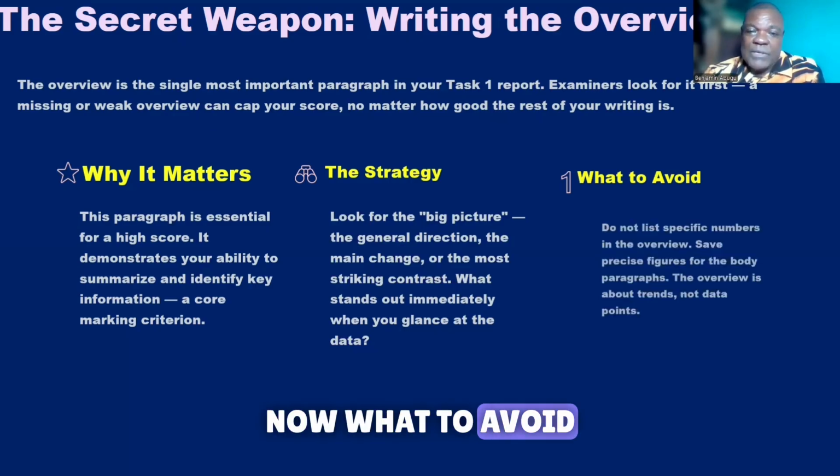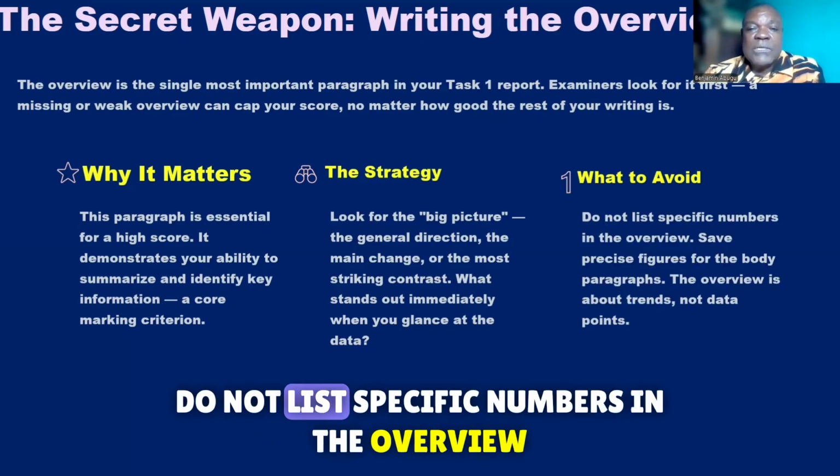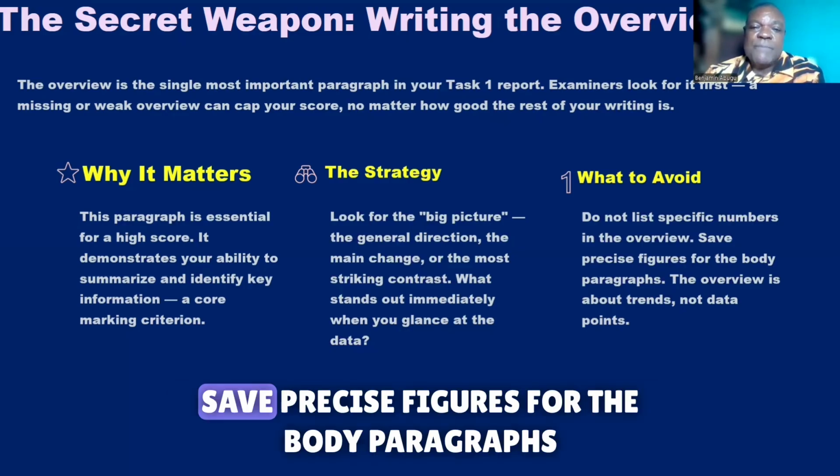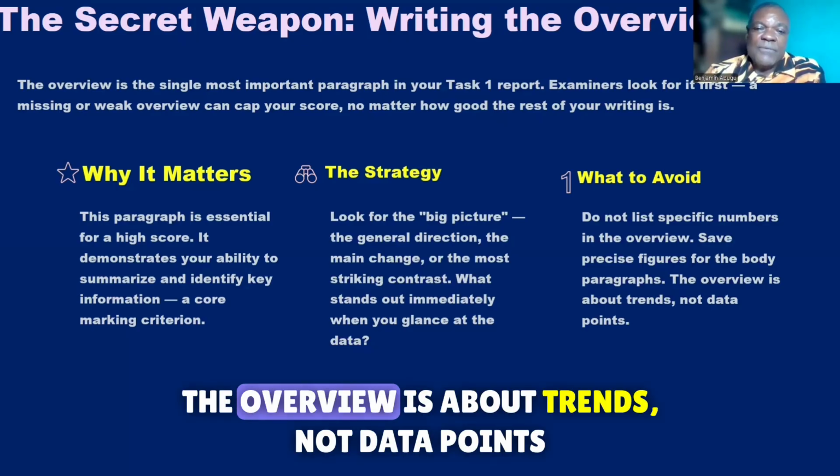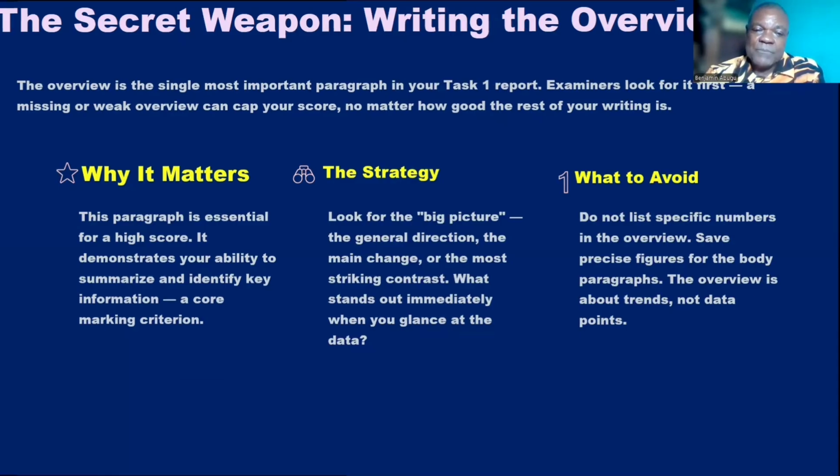Now, what to avoid? Do not list specific numbers in the overview. Save precise figures for the body paragraphs. The overview is about trends, not data points.